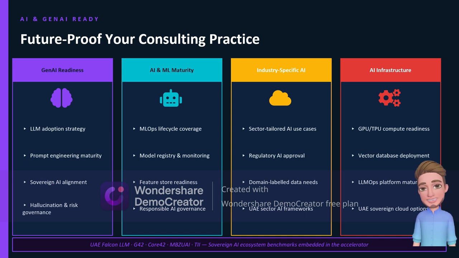The GenAI readiness domain specifically covers LLM strategy, prompt engineering maturity, RAG, and the governance framework for responsible AI use. For UAE clients, the benchmark reflects the UAE AI Strategy 2031, the Falcon LLM ecosystem at TII, G42's AI infrastructure investment, and a sovereign AI mandate that distinguishes the UAE as a global AI leader. So when you complete the assessment with a client, they will have a clear and honest picture of their GenAI readiness and a roadmap to get there.